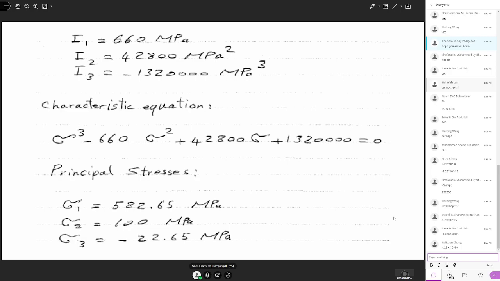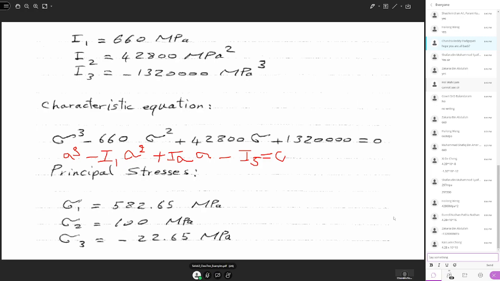Okay, so then you can write your characteristic equation of state of stress. Okay, so this is sigma cube minus I1 sigma square. I1, you just replace with 660. So I1 sigma square plus I2 sigma. I2 you replace 42,800. I2 sigma minus I3 is equal to 0.